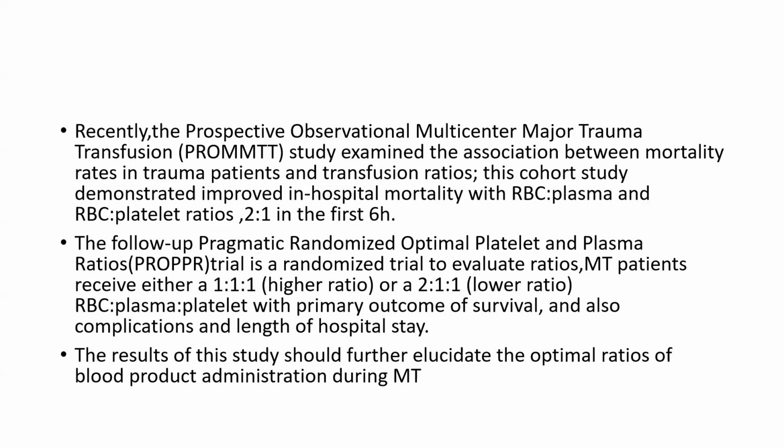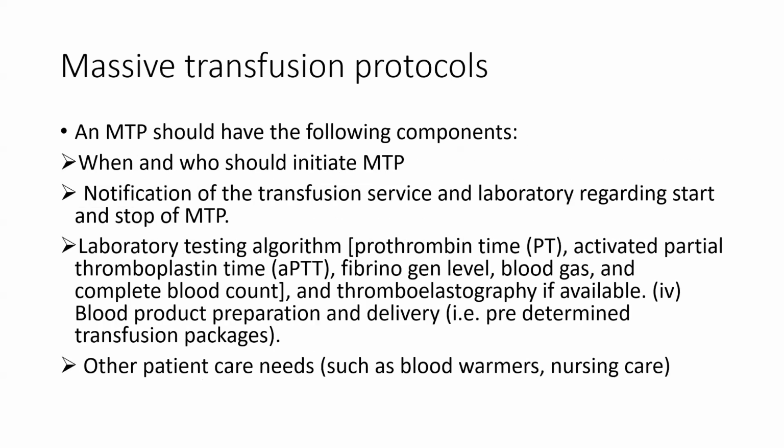Then followed the pragmatic randomized optimal platelet and plasma ratio, that is the PROPPR trial, a randomized trial to evaluate ratios in massive transfusion. Massive transfusion patients receive either a 1:1:1 or 2:1:1 ratio of RBC, plasma, and platelets, with the primary outcome of survival and also complications and length of hospital stay. The result of this study should further elucidate the optimum ratio of blood product administration during massive transfusion.